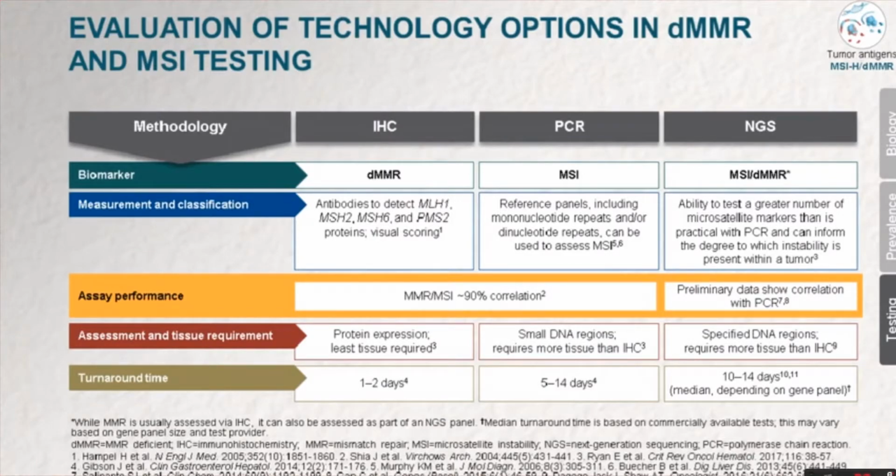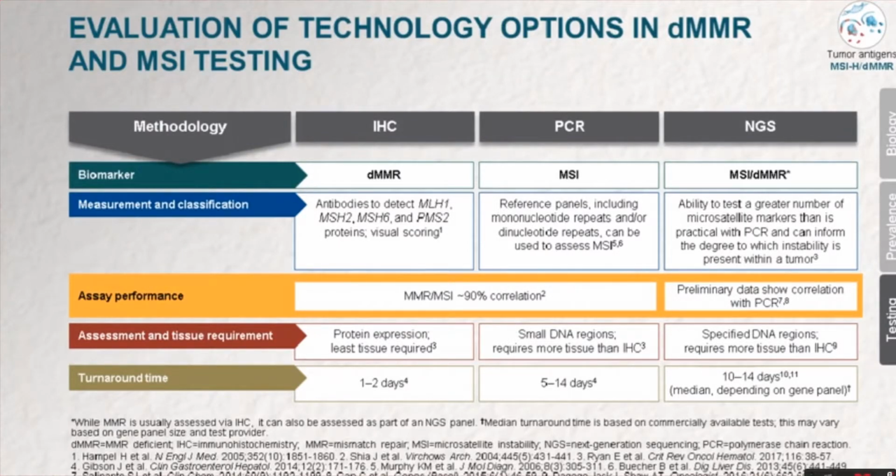The PCR method is a standard method that's been around for decades now, where there's a standard set of reference panels. Usually between 5 to 10 microsatellites are analyzed. They're usually run out in a gel or in a sequencer to determine if there's instability at the selected nucleotides. There's usually a classification system where if one or less are altered, those are considered stable, and if two or more are altered, they're considered highly unstable. Turnaround time is from 5 to 14 days.